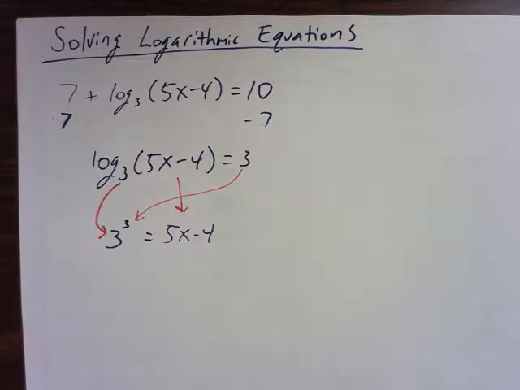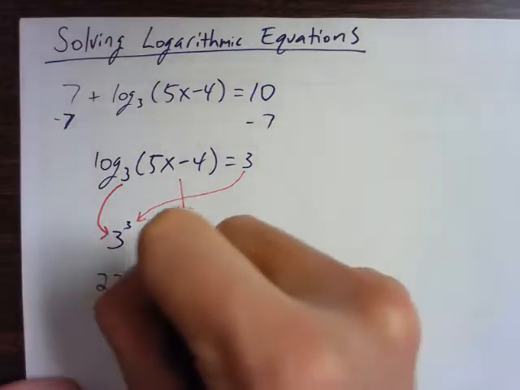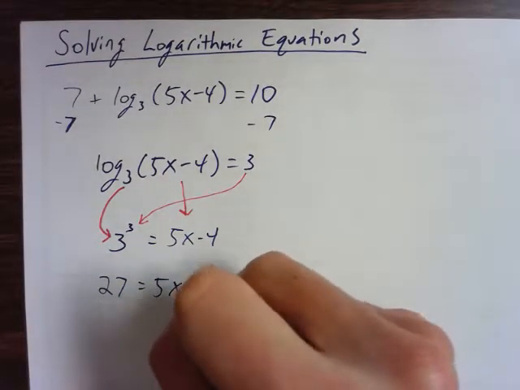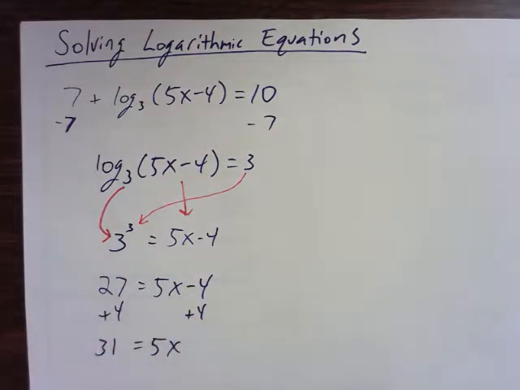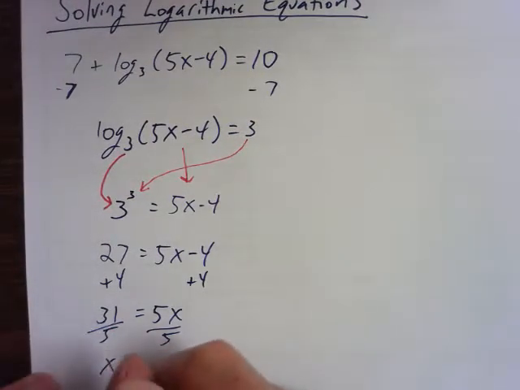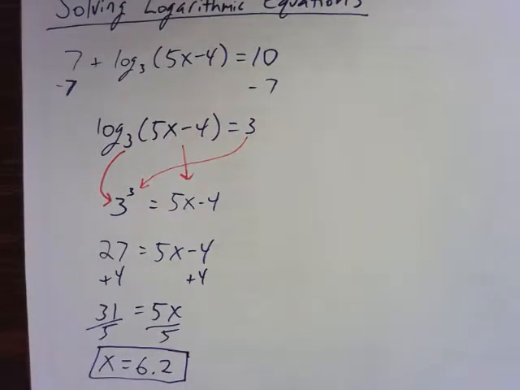And 3 to the third power is 27. 3 times 3 is 9, times 3 is 27. And 27 equals 5x minus 4. And once again, I'm solving for x, so I need to add 4 to both sides. So 31 equals 5x. And then to get x by itself, I just divide both sides by 5. And so x equals 6.2. You can do that in the calculator. 5 times 6 is 30, 5 times 0.2 is 1. That will give you 31. So x equals 6.2. All right, so that was pretty simple.